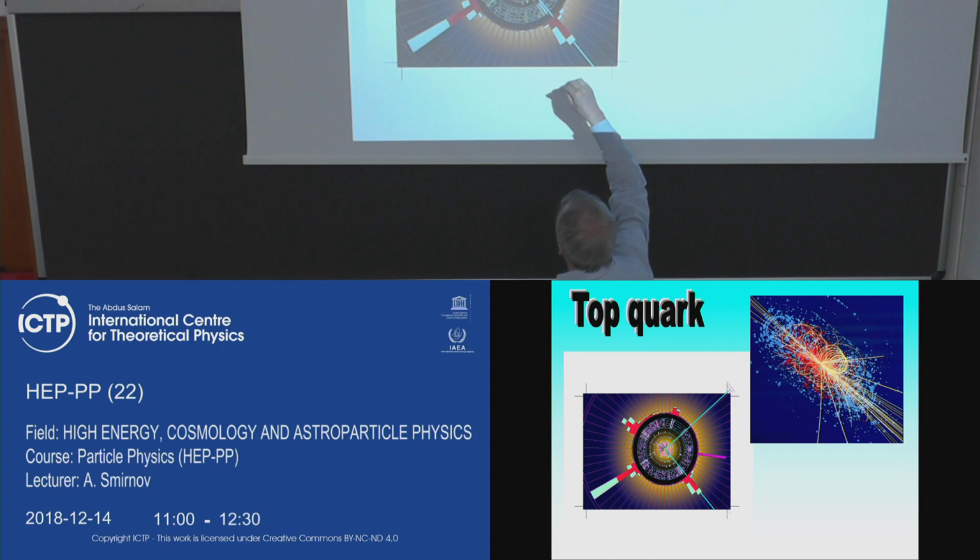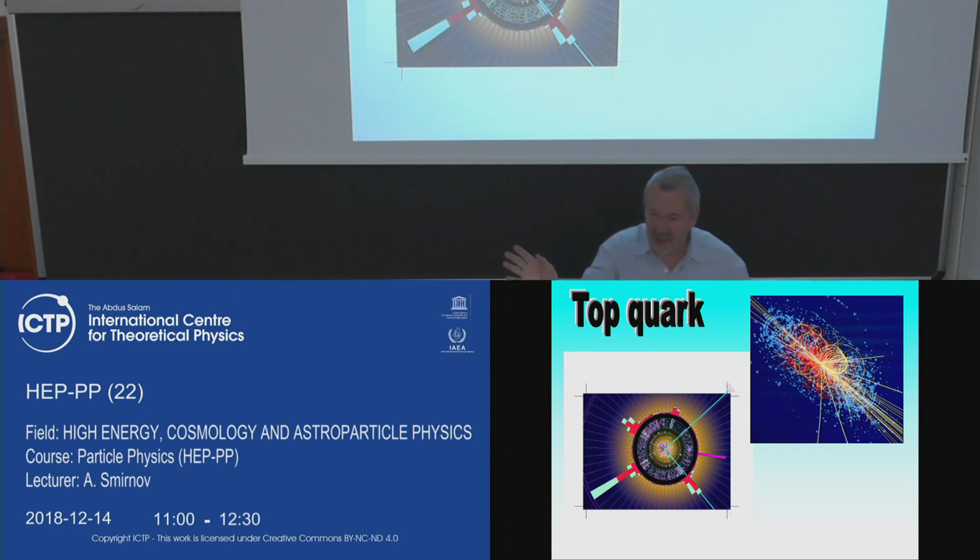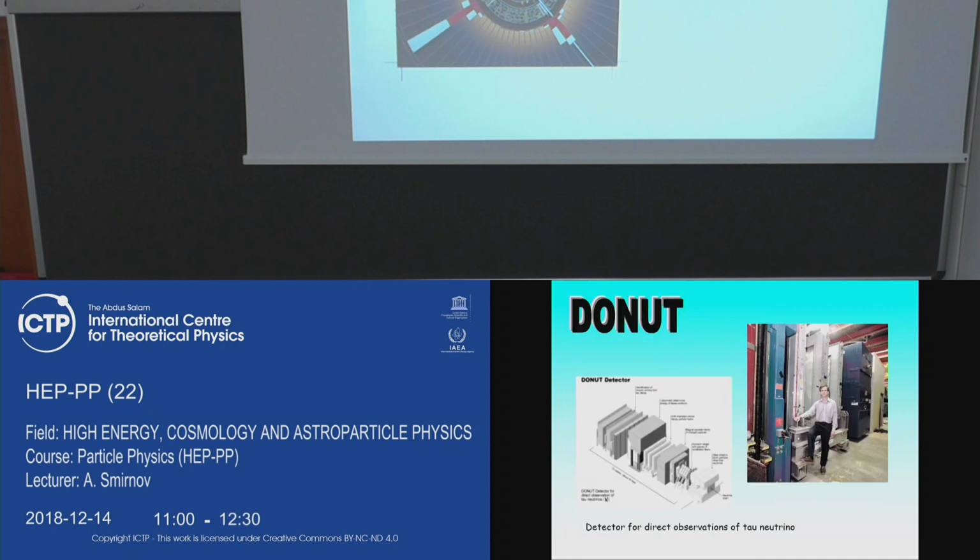And you see the beam is moving in this direction, and you see here some kind of squares which actually indicate the energy release in different directions. So using this, you can reconstruct what happened, which kind of event happened.